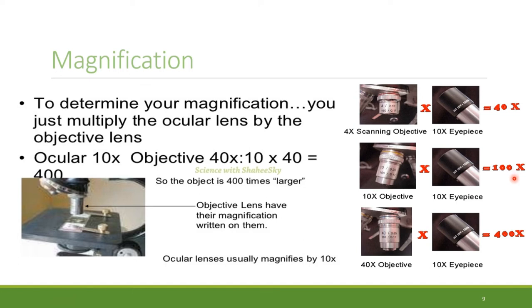We can observe when we are seeing the object through high power magnification. As usual, the magnification of the eyepiece or ocular lens is 10 times and the magnification of the high power objective is 40 times. So the magnification of the whole object is 400 times greater than the real object.